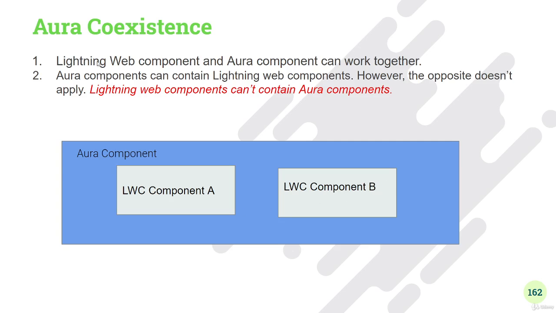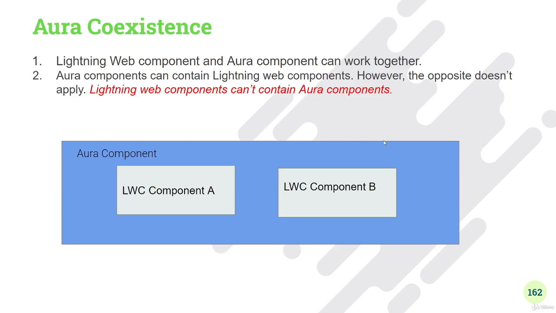So the first point here is the Lightning Web Component and Aura component can work together. Aura component can contain Lightning Web component. However, the opposite doesn't apply. So that's a very important point from the interview point of view as well and from programming point of view as well. So you can embed your Lightning Web component inside the Aura component, but you can't embed Aura component inside the Lightning Web component. Just remember this red color line. Lightning Web component can't contain Aura components.